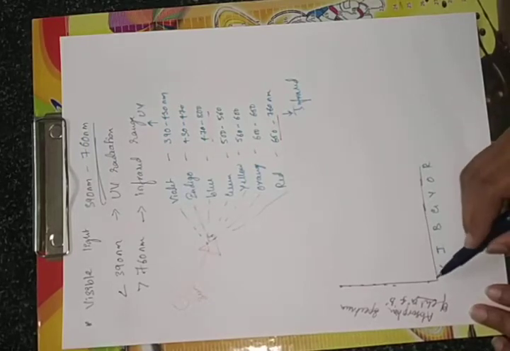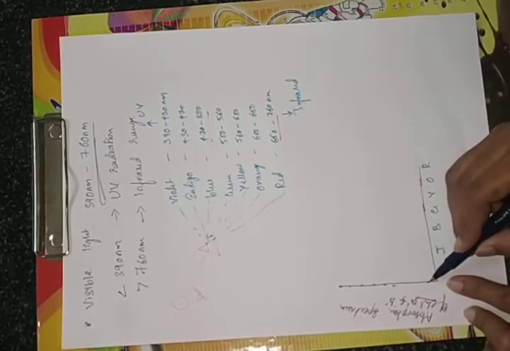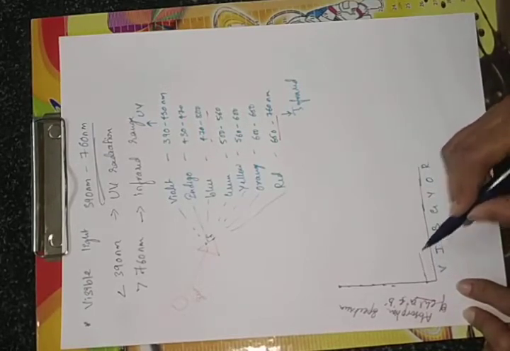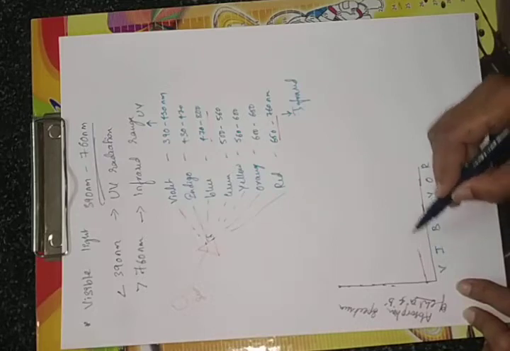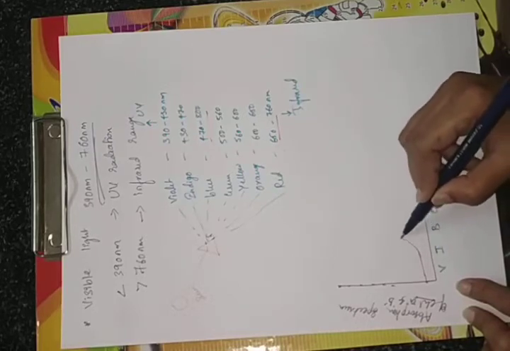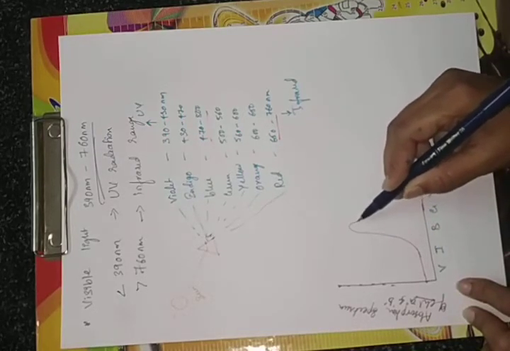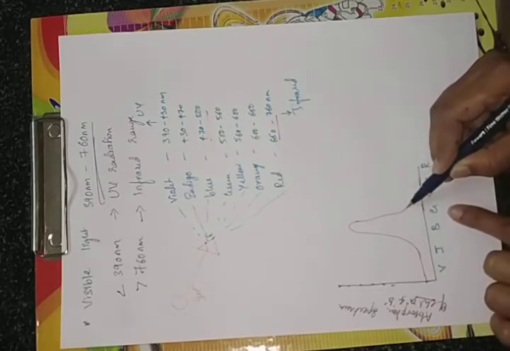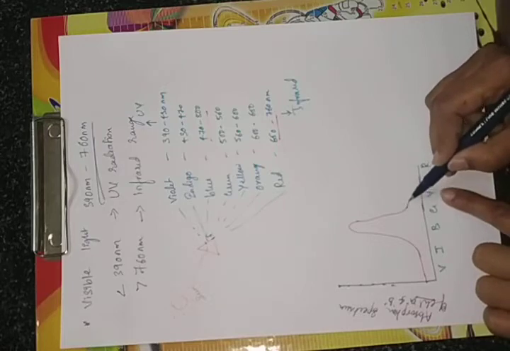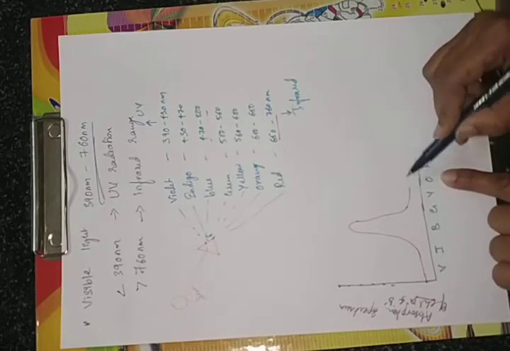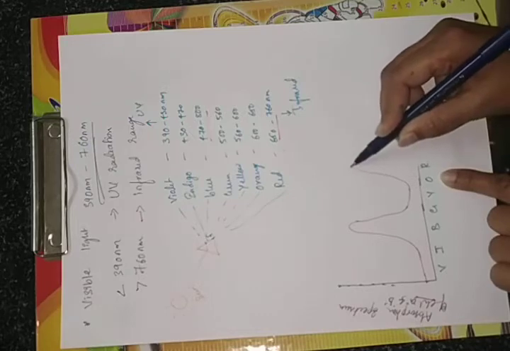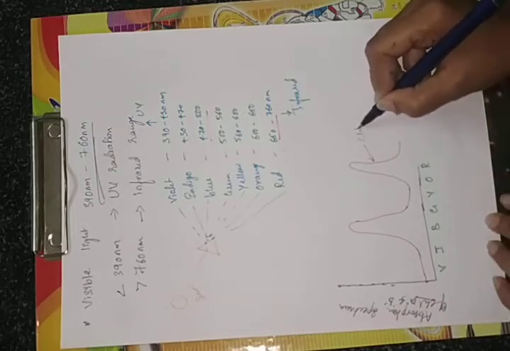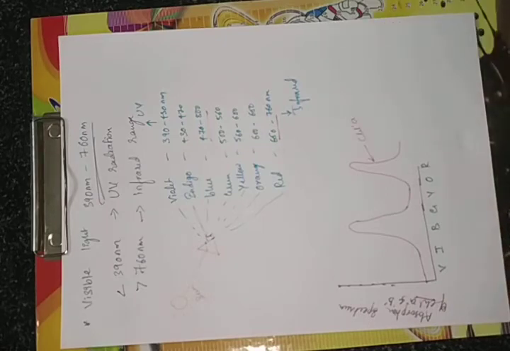Whether the chlorophyll A absorbs violet? No. Then the graph will be low only. Indigo? No. What about blue? Yes, of course. In the blue, the spectrum will have a high peak. Whether green? No. Suddenly it falls down. Whether yellow? No. Orange? No. But again, red, it absorbs more. This will be the chlorophyll A pigment's absorption spectrum.